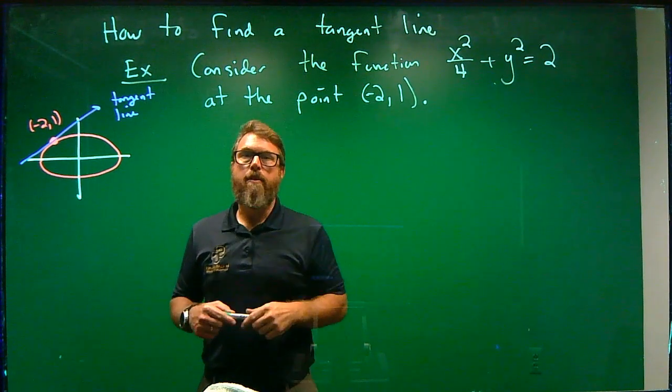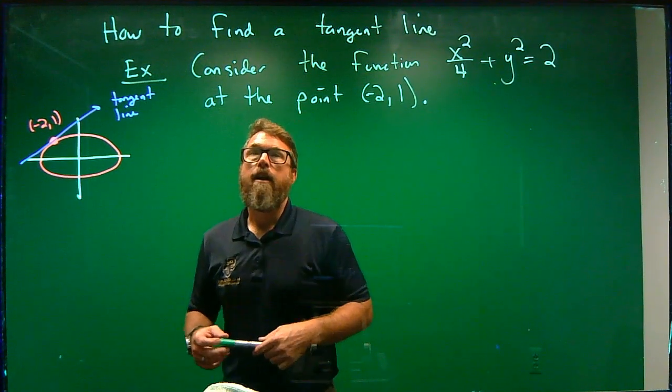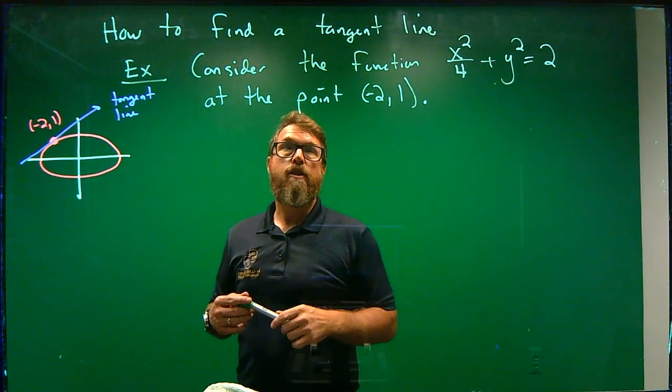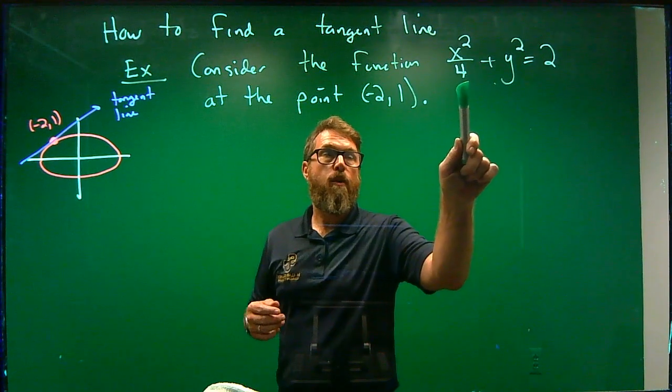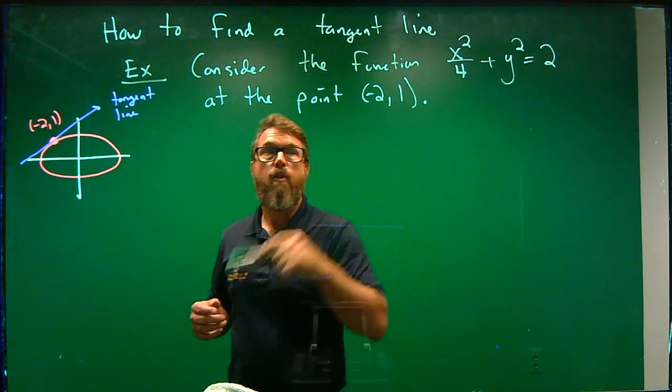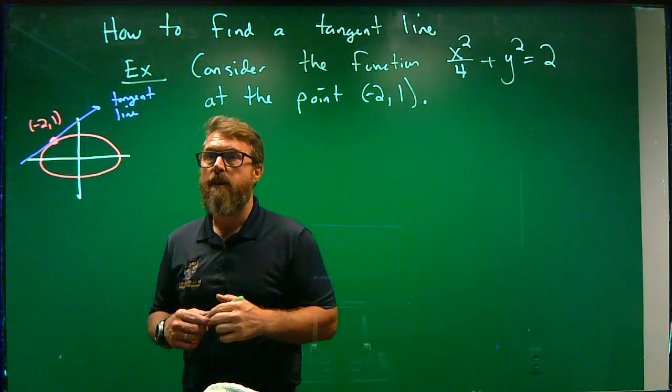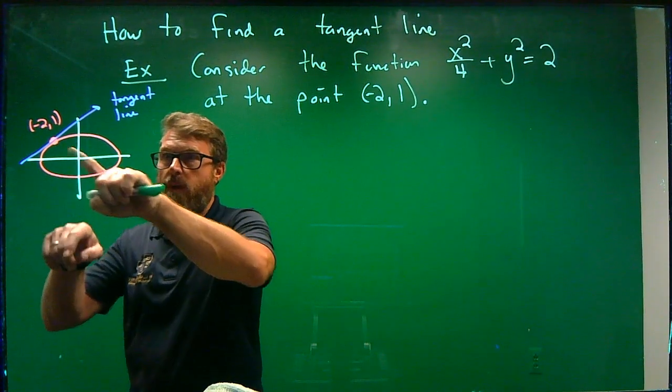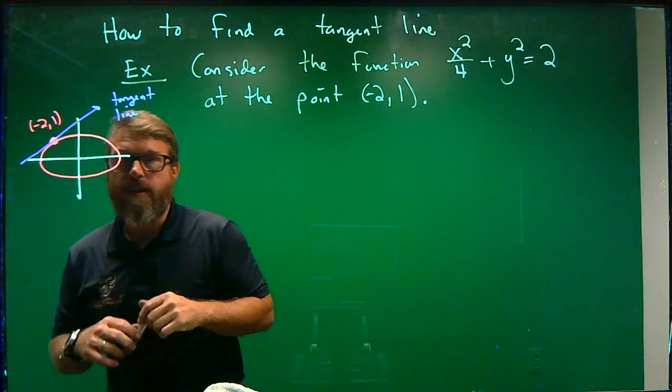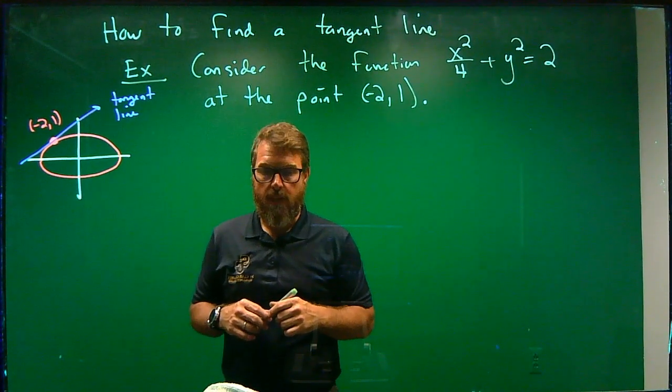So here's our example. I want to find the tangent line of this function. Consider x squared over 4 plus y squared equals 2 at the point -2 comma 1. I've drawn the ellipse and the point, and what I'm trying to do is find the equation of that blue tangent line.